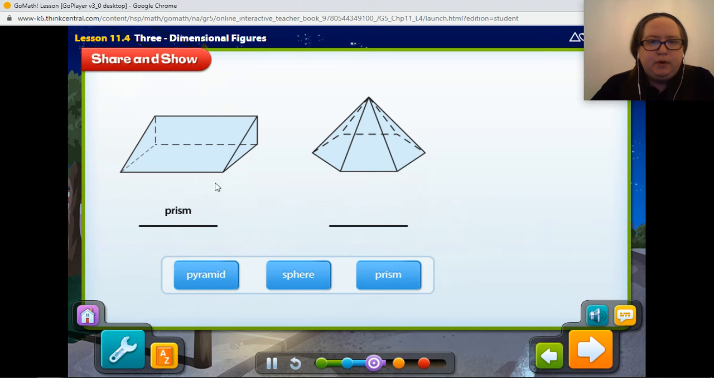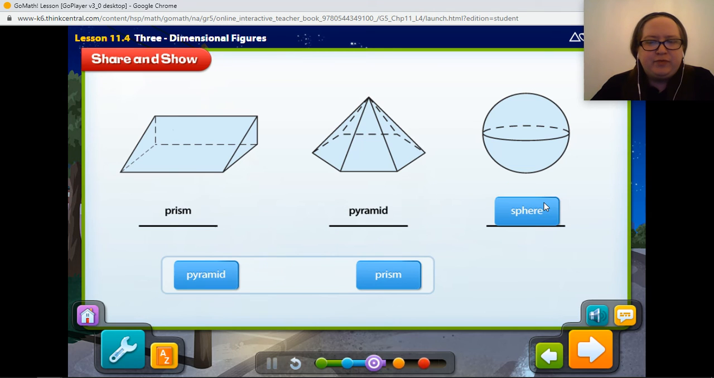What's this solid shape? The lateral faces here are triangles, so it is a pyramid. Correct! This polyhedron is a pyramid because it has only one base and the lateral faces are triangles that meet at a common vertex. One more. What's this figure called? It has no faces or bases, so it is a sphere. Excellent. This figure is a sphere because it has no bases and one curved surface.